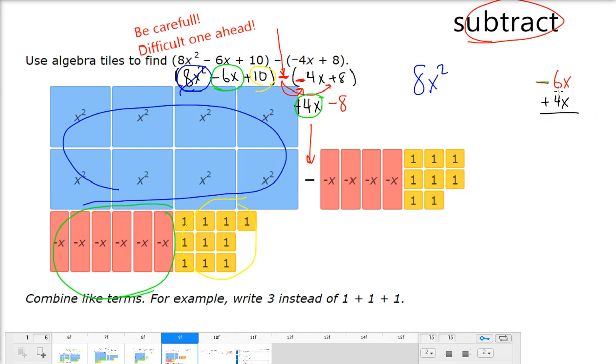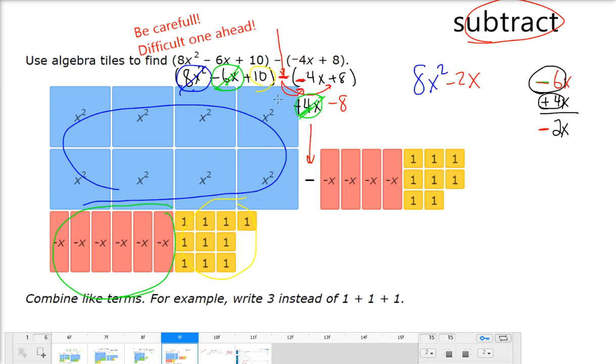All right, so what's the difference? Let's just look at 6 minus 4. 6 minus 4 is going to be 2. And we have 6 negatives and 4 positives, so we have more negatives. So we're going to end up with a negative 2x. When we simplify negative 6x plus 4x, we end up with negative 2x. It's not going to be positive, it's negative. So let's scratch this off, since we simplified that.